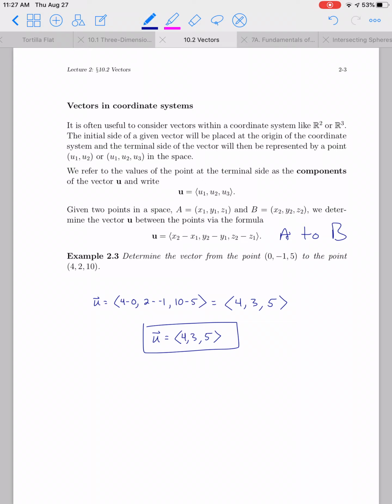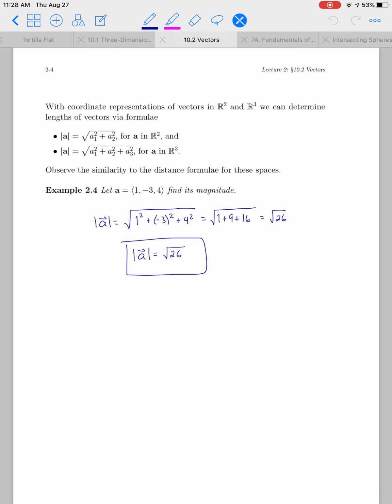We're asked to determine the vector from the point (0, -1, 5) to the point (4, 2, 10). So we'll subtract these components. It's 4 minus 0, first component minus first component, 2 minus -1, 10 minus 5, and our resulting vector is below. So pretty straightforward. That is forming a vector between 2 points, from one point to another. Remember that the other one, the first point, is the first set of coordinates in the differences.